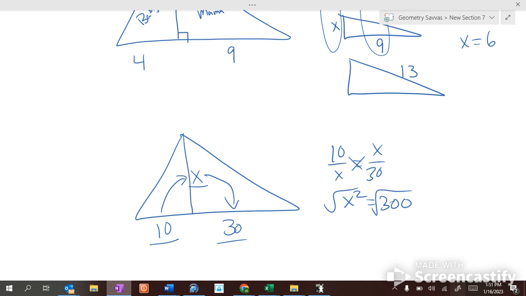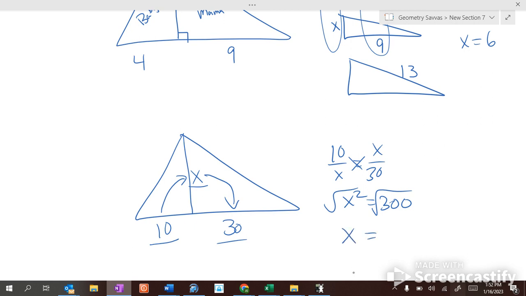Yes, Daniel. A number times itself. 1 squared is 1, 2 squared is 4, 3 squared is 9, 4 squared is 16. What's the biggest number on that list that goes evenly into 300? Biggest number on that list that goes evenly into 300. 100. 100 goes in evenly at 300, right?